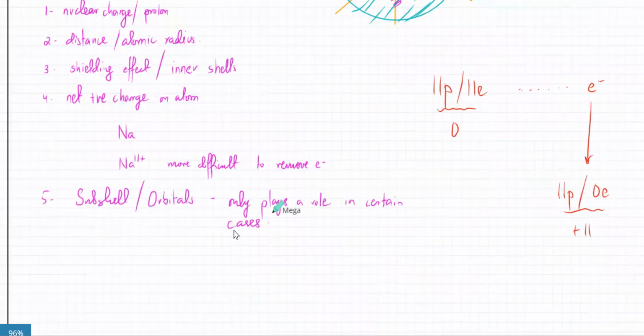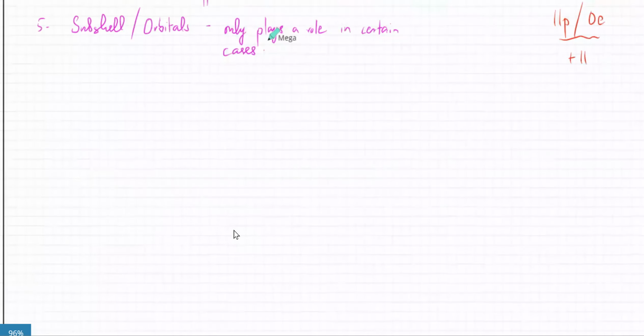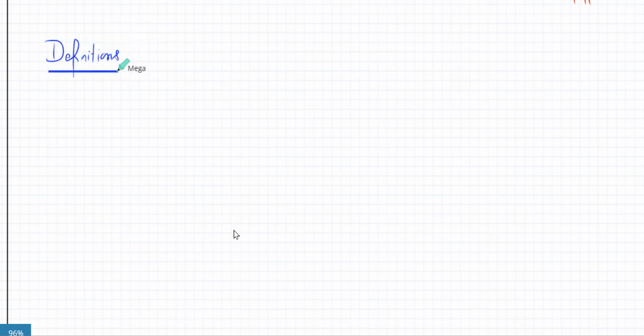So remember these five factors. We're going to revisit those five factors. Mainly it's the four factors. The fifth one, not always a factor. The first thing that they're going to ask you about is going to be about definitions. Definitions for ionization energies. That's the very first, very basic thing that they will ask you about.